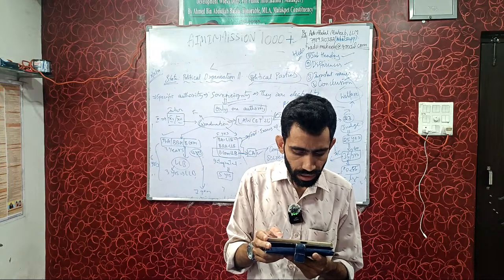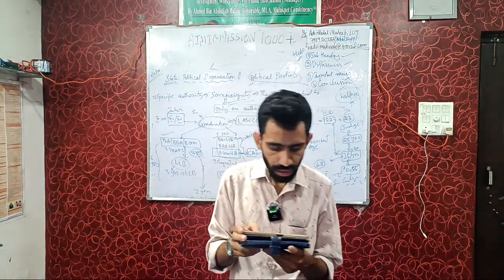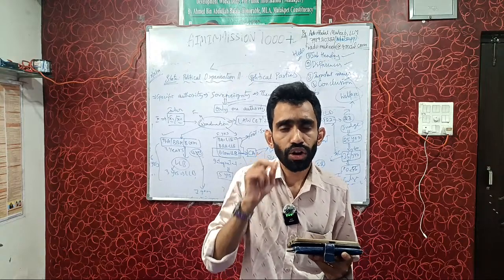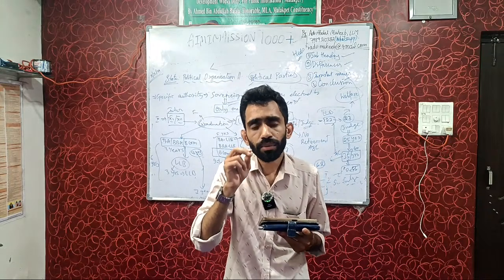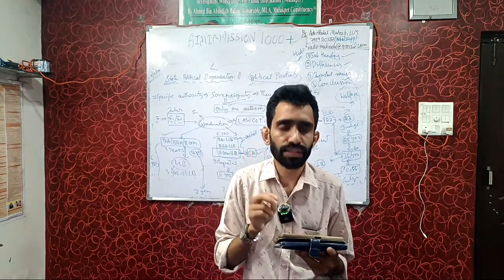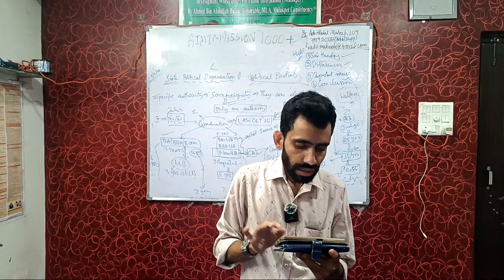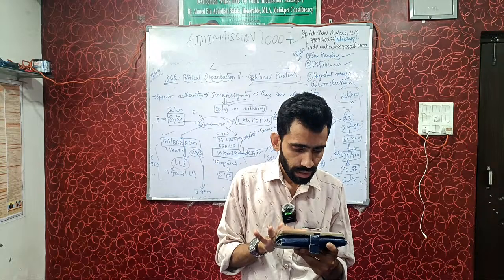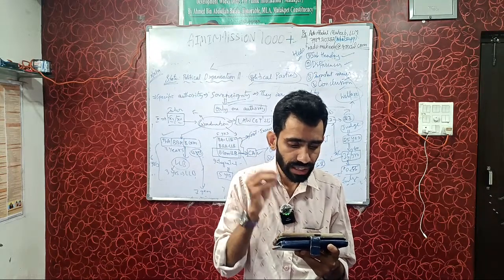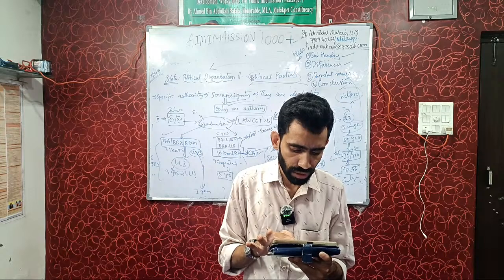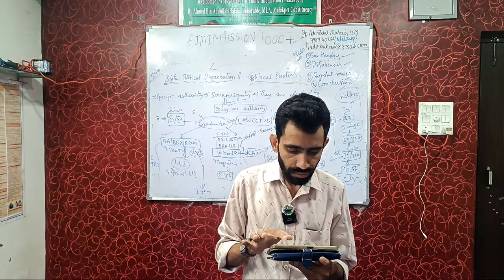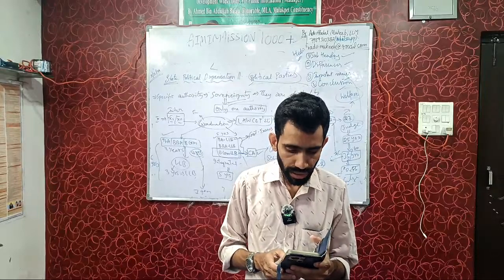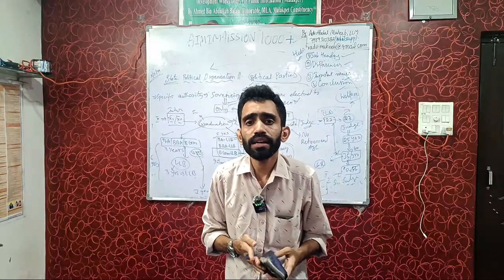The Constituent Assembly took almost 2 years, 11 months and 18 days to complete the Constitution. It gave 8 months to the public to give their opinion. And the initial draft of the Drafting Committee was presented in February 1948. So by this, we complete our major concepts for today, and we conclude our class.